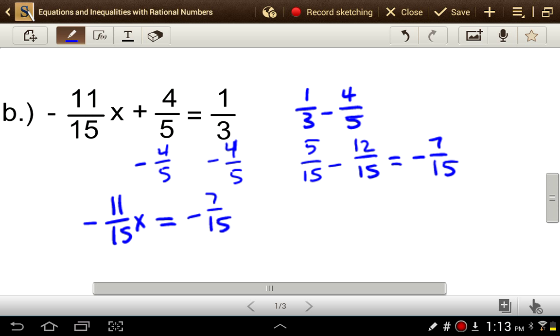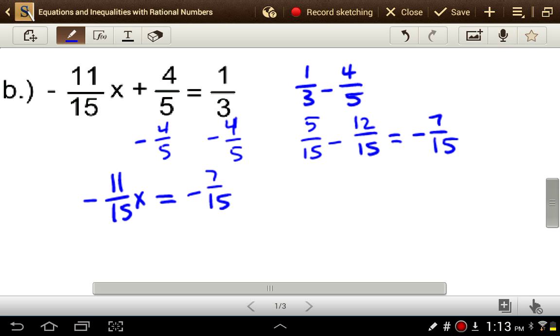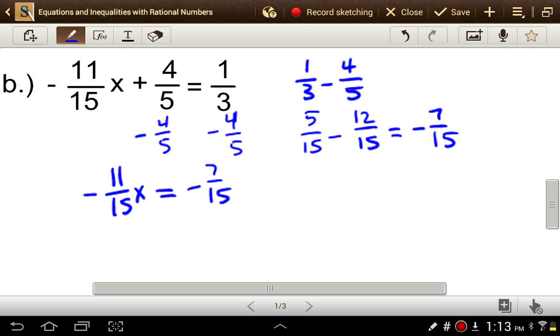Next thing I'm going to do now, as I had in the last problem, is my multiplicative inverse step. So I'm going to multiply both sides by negative 15/11. It stays negative, remember, because a negative times a negative is a positive. These 11s cross off and become 1s, because 11 divided by 11 is 1. 15 divided by 15 is 1, same there. So that all ends up being a negative times a negative is a positive.